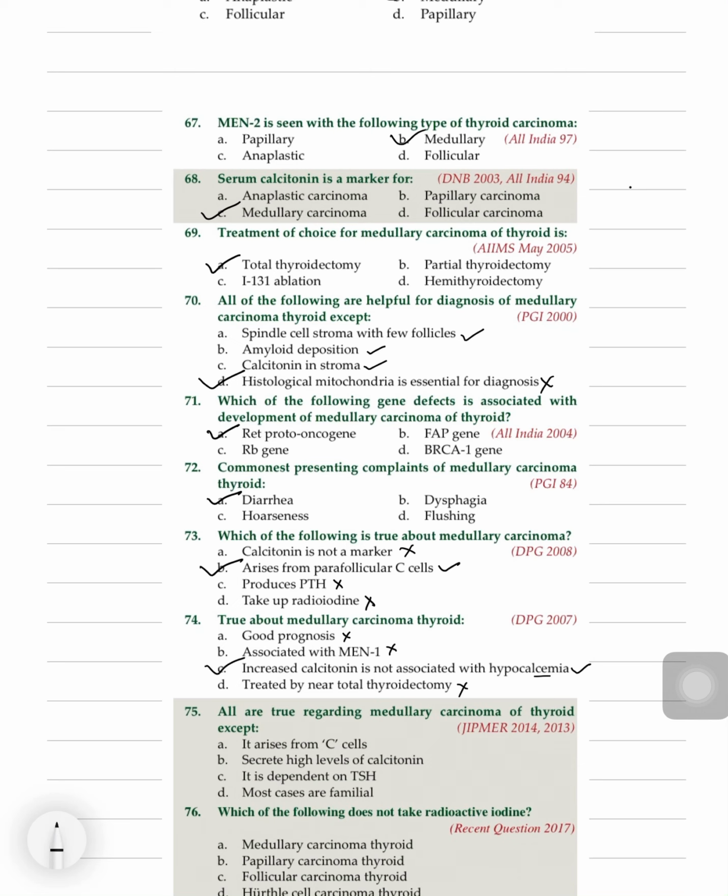The option is C. All are true regarding medullary carcinoma of thyroid except: it arises from C cells? Yes. It secretes high levels of calcitonin? Yes. It is dependent on TSH? No, it is not a follicular cell, so it is not dependent on TSH. Most cases are familial? No. Most cases are sporadic. This question is a bit wrong. So if the option is most cases are sporadic, then the option will be C.